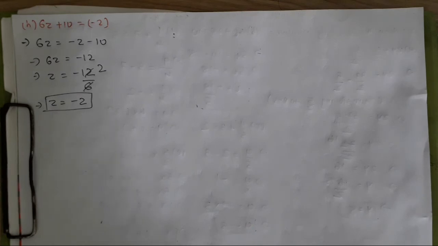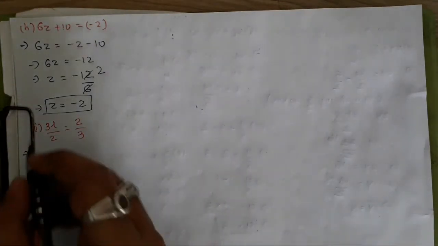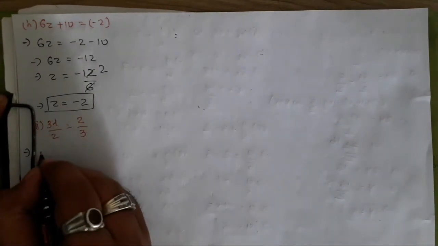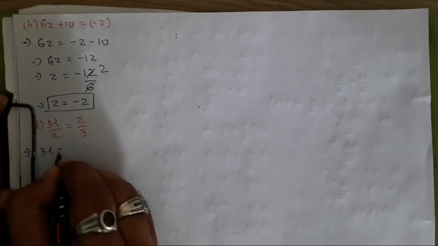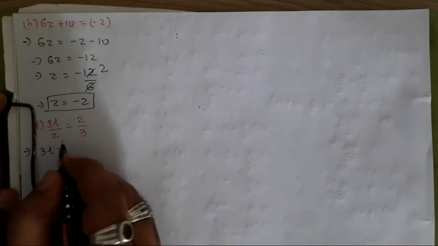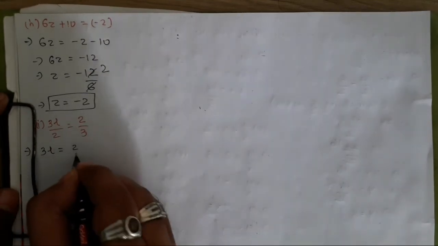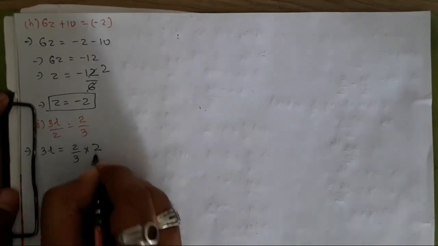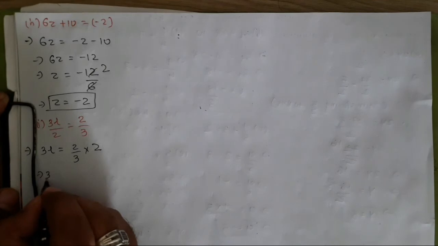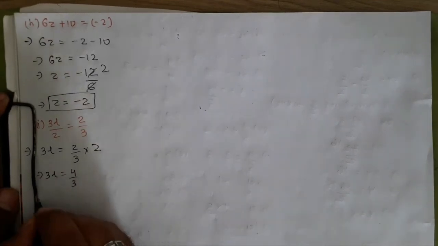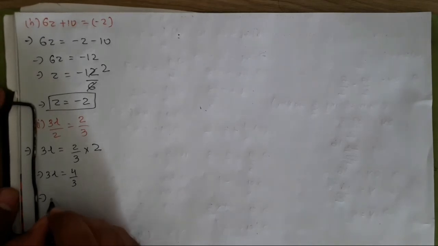Now the next one, 3l divided by 2 is equal to 2 by 3. Now here the variable is l, I have to find the value for that. So for that, 3l is equal to, I have to remove this 2. If 2 is in division, I will take it to the other side, then it will come in multiplication. So 2 by 3 into 2, so 3l is equal to 2 into 2, 4 divided by 3. This is the value of 3l.